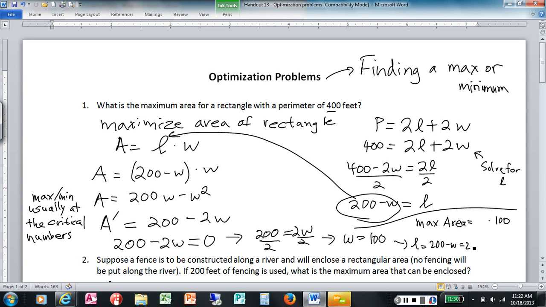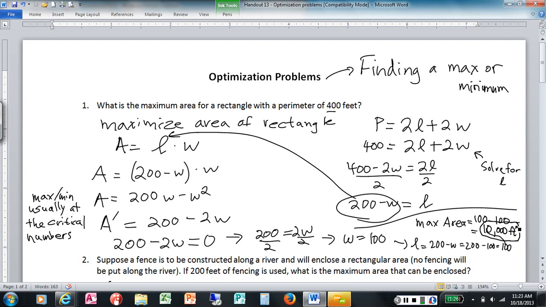Be 200 minus 100, which is 100 also. You may have already known that that would be where the maximum occurs. So the length is also 100. So the maximum area is 100 times 100, which is 10,000 feet squared.